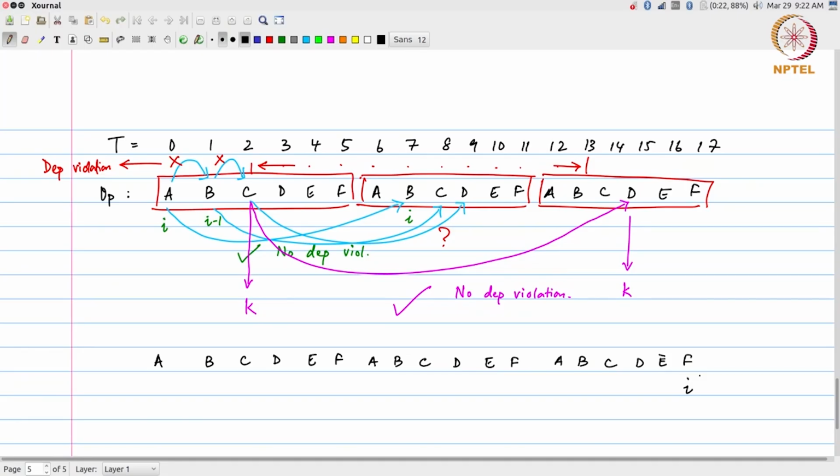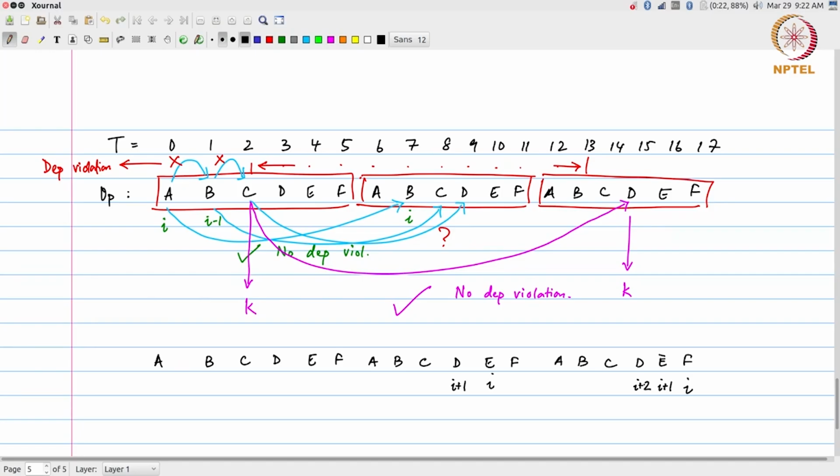Okay. It means that E I must have executed at this point. That is fine, there is no dependency violation. If E I executes here, what will be E at this point? It will be E I plus 1. If E I plus 1 has to execute over here, this would be D I plus 1, right, and this would therefore be D I plus 2.